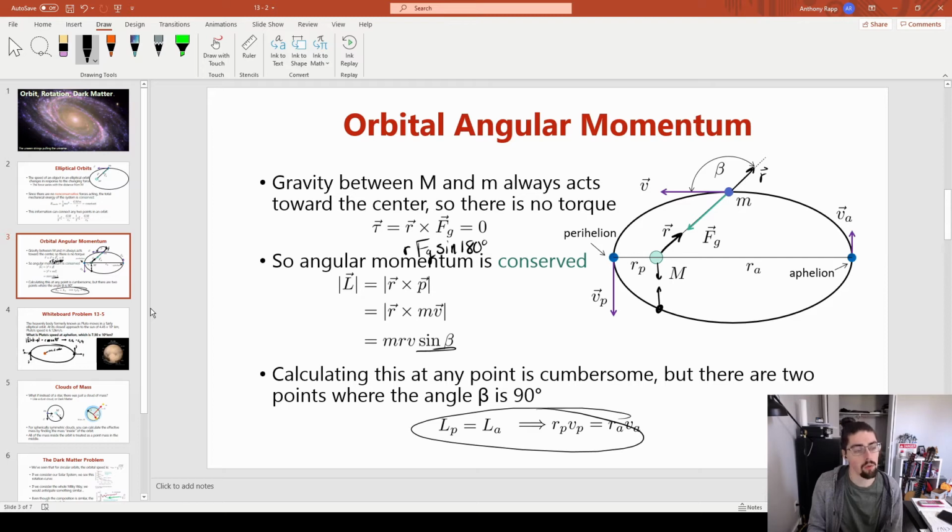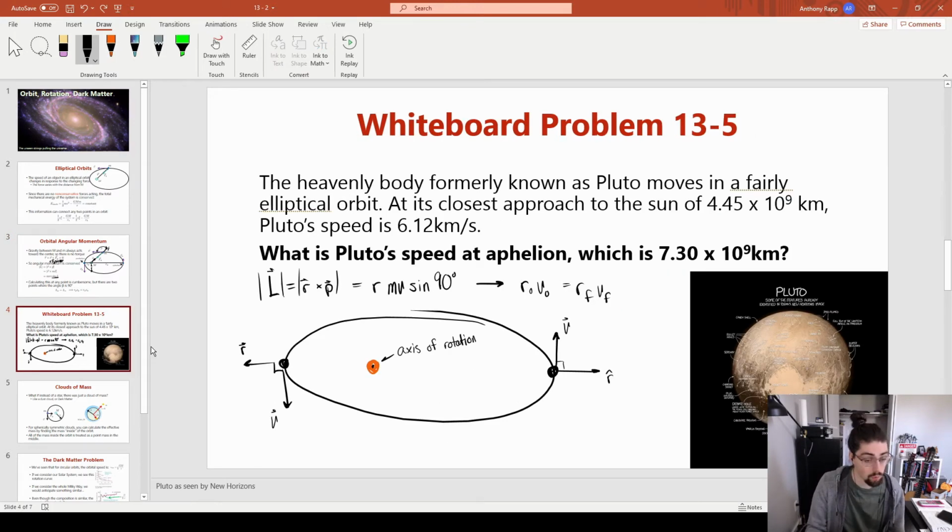2 points that we're particularly interested in are where these angles are 90, as easy as possible. So with all that in mind, really all what we need to do, we're looking for V final. Take this thing. I realize that I've drawn kind of a mess at this point, but this is essentially R naught over RF times V naught is equal to VF.